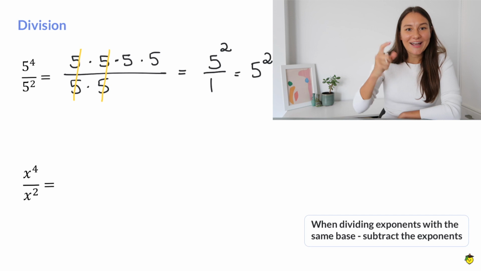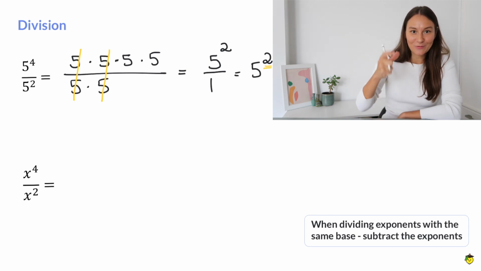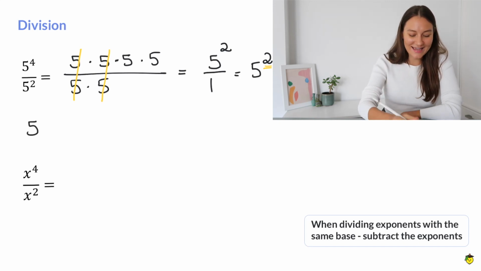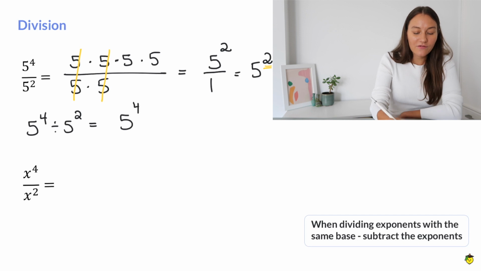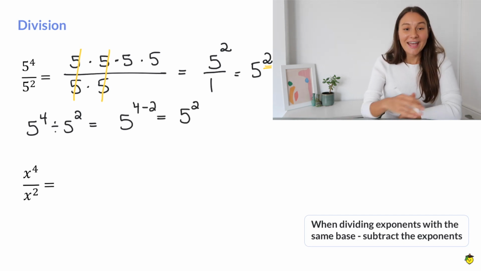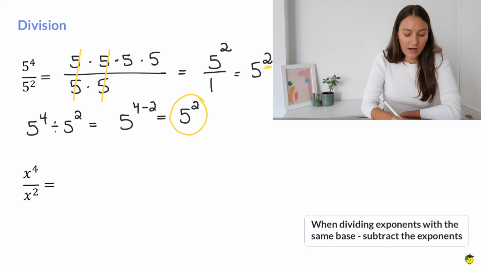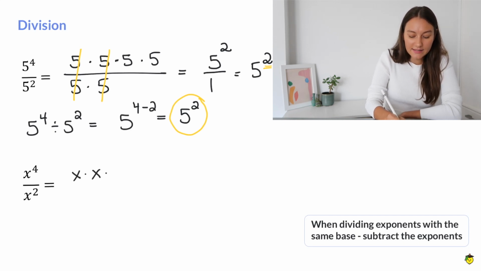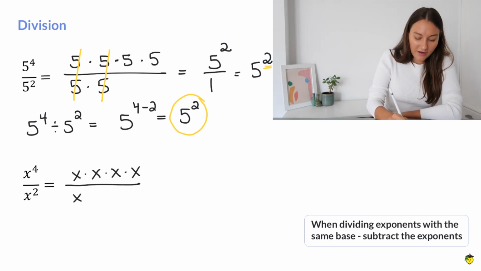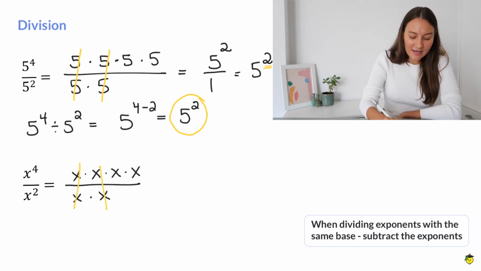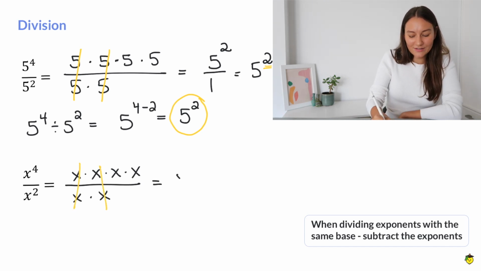And so if you kind of caught on to the rule from the last one, when we're multiplying, we add. When we're dividing, we actually subtract the exponents. So 5 to the 4th over 5 squared is the same as saying 5 to the power 4 minus 2, which is just 5 squared. And it's really no different when you have a variable. What do we have here? We have x to the 4th over x squared, which is the same as x times x times x times x over x times x. We're going to cross out our pairs of x's, and we're just left with x squared.